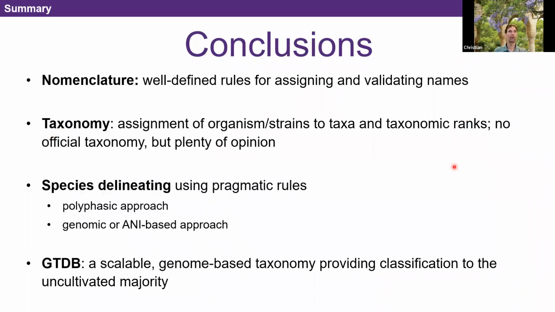Nomenclature, we have learned, is well defined, has rules for assigning and validating names. Taxonomy is different. It's the assignment of organisms or strains to taxa and taxonomic ranks, and there is no taxonomic opinion. There's no official taxonomy, but plenty of opinion. And species delineation, we looked into that. The polyphasic approach is usually applied, and when you have genomes, ANI became the gold standard. And then we introduced GTDB, a scalable genome-based taxonomy providing classification to the uncultured majority, all based on genome sequences. Okay, with that, yes, one more slide before we're done.